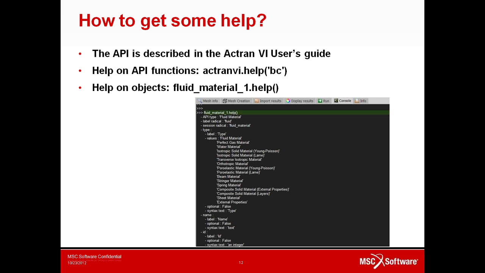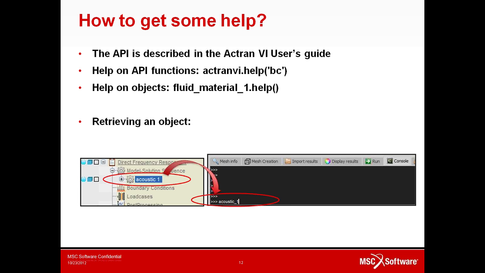The help on an API object provides the complete list of properties of the object type that can be edited. For each property, a default quantity and a quantity type is specified. And as indicated previously, the reference of an existing object can easily be retrieved by dragging the object directly into the interactive console.